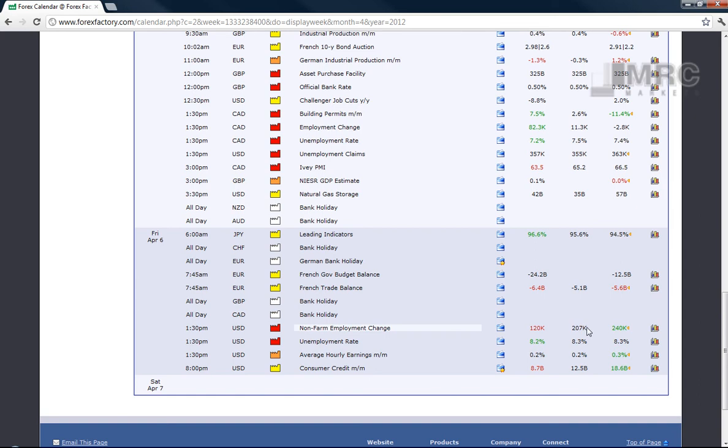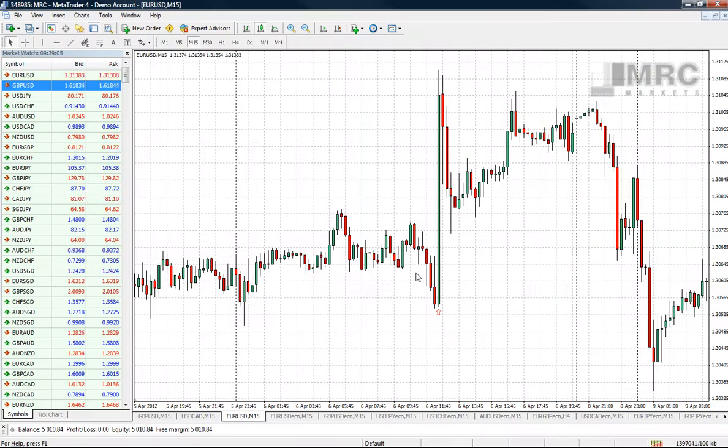Anything a bigger than expected number should mean that the US dollar should get stronger, and a lower number will mean that the US dollar will get weaker. So for this example, on Friday the 6th of April, the number was forecasted to be 207,000. And as you can see here, the number came out at a very weak 120,000 jobs, so much worse than forecast. This would make us think that the euro against the US dollar should go up, because the US dollar is getting weaker versus the euro. And this was the case.